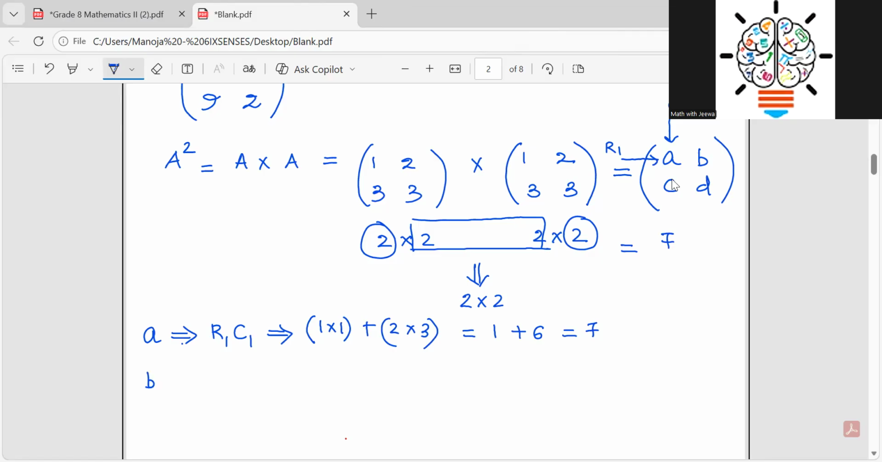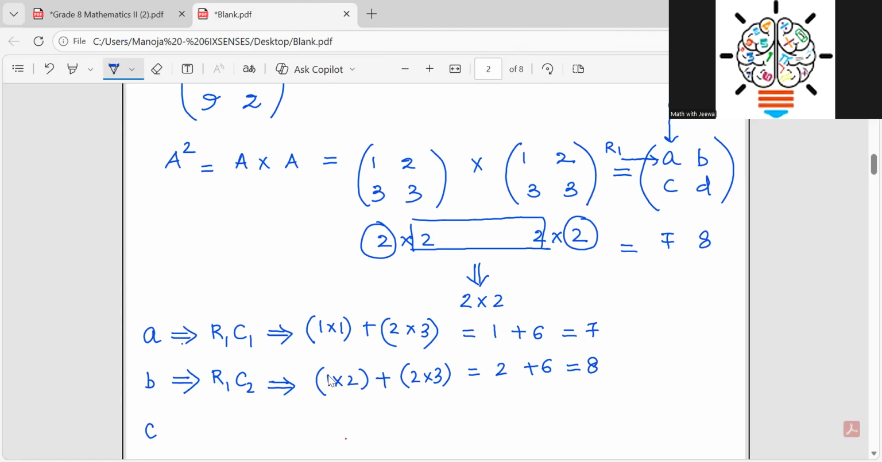And what is the B value, children? B is again in row 1, but it is in column 2. Now what happened? Here the row 1 values 1 and 2, you want to multiply by the second column. So what is it? 1 times 2 and 2 times 3. So 1 times 2 is 2, 2 times 3 is 6. The answer is 8. So then it is 8.